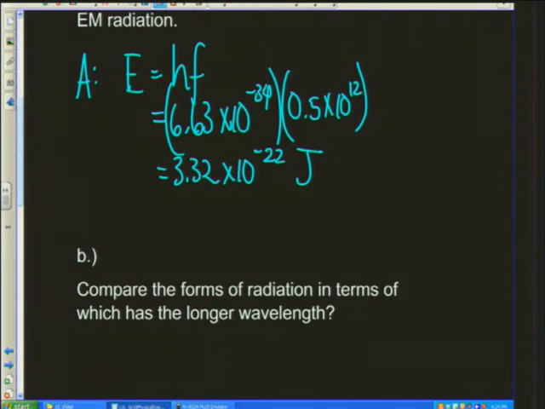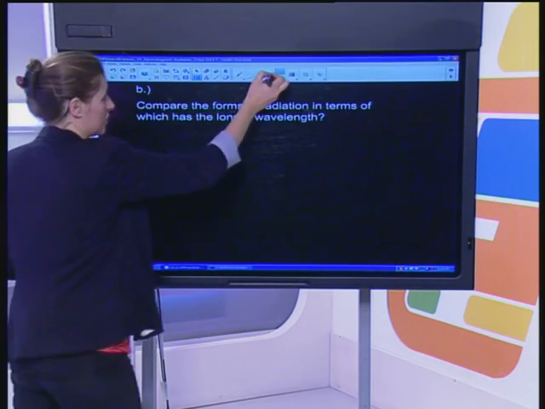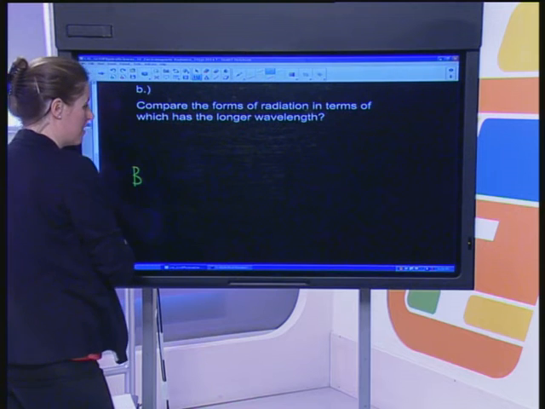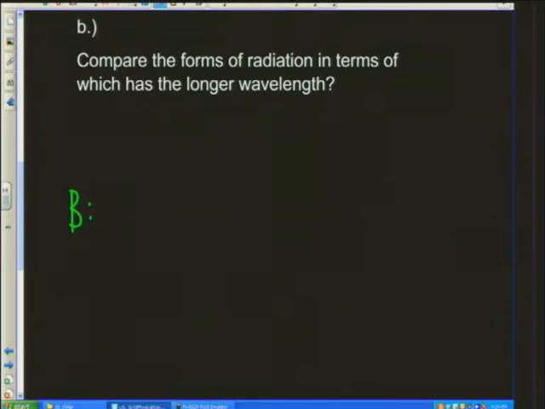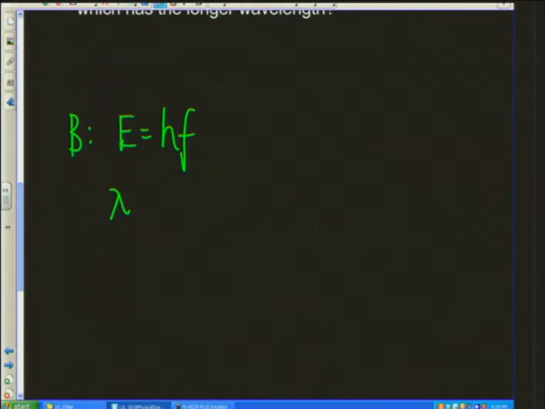The next one, B, and I think I'm going to do this towards the bottom of the page so that I've got some more space. And I'm going across to green. And B's answer was also energy. So you could say, well, I want to work with hf, but was I given the frequency? No, I wasn't. I was given the wavelength. So I'm going to write down wavelength, and it was 890 micrometers, which is 890 times 10 to the power of negative 6 meters.